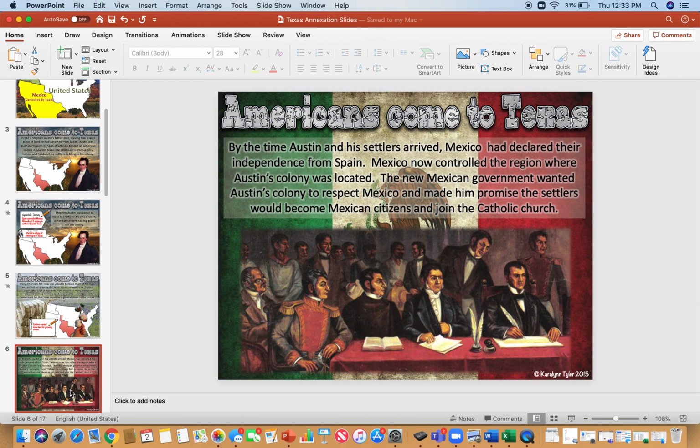Next slide. By the time Austin and his settlers arrived, Mexico had declared their independence from Spain. Mexico now controlled the region where Austin's colony was located. The new Mexican government wanted Austin's colony to respect Mexico and made him promise the settlers would become Mexican citizens and join the Catholic Church. So, this new Mexican government wanted Austin and all his people to promise that they would become citizens and join the Catholic Church. It said, if you're going to come here, you have to respect our rules.